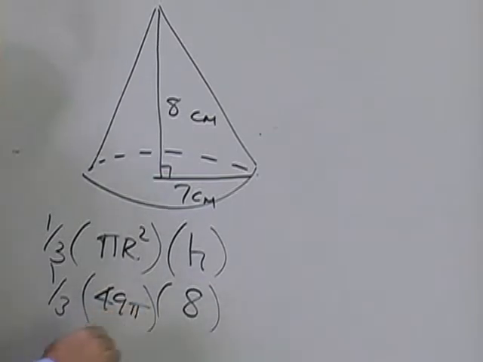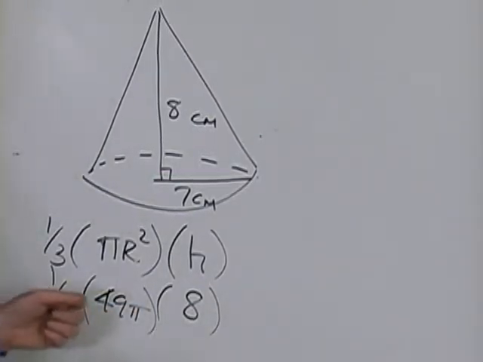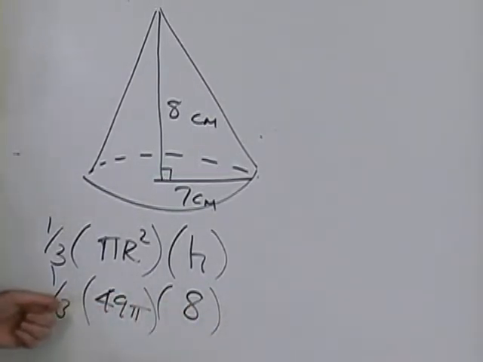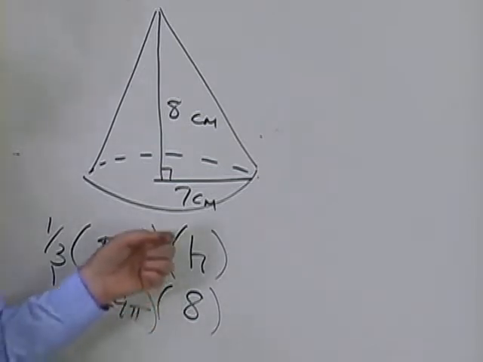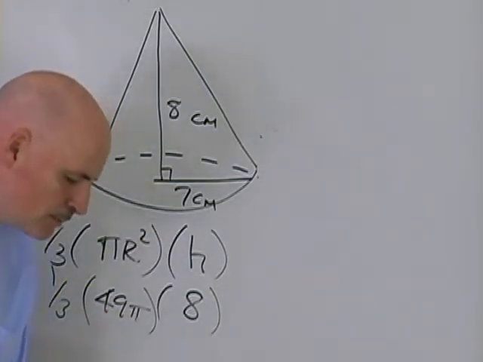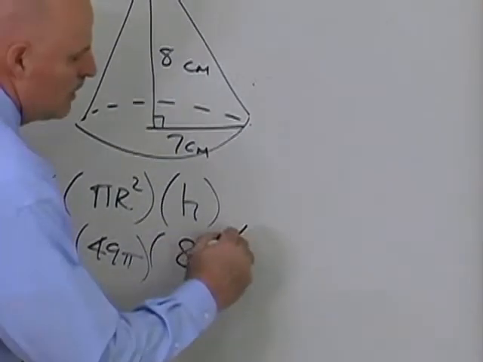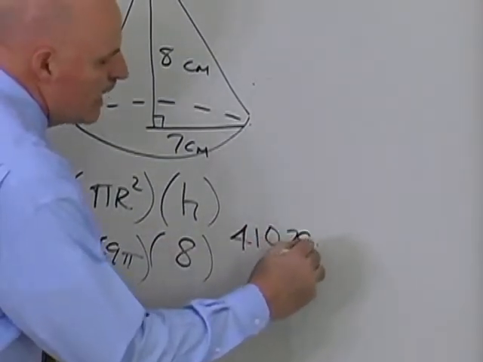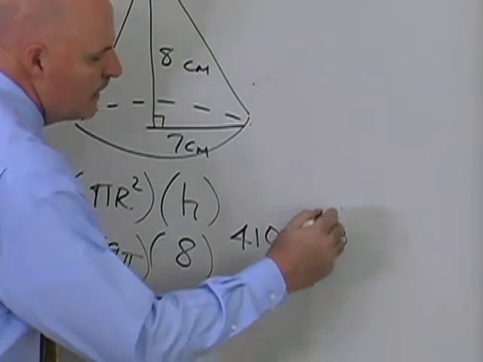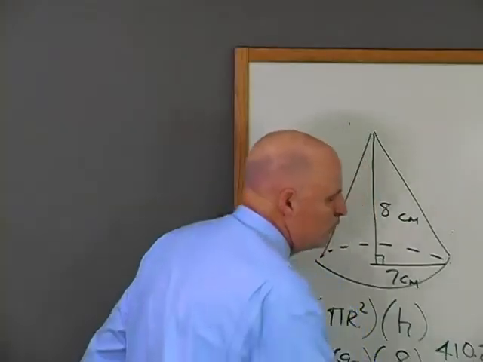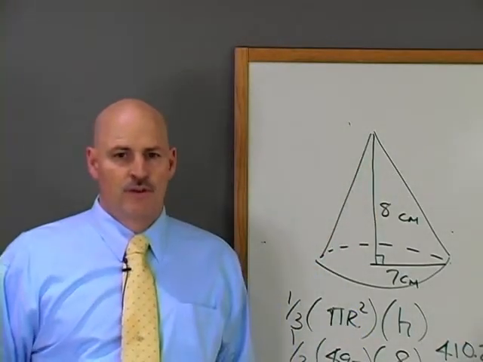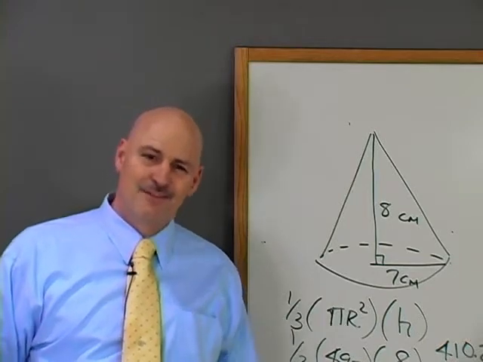I can't do that one in my head, but that would be 8 times 49 times 1/3 times 3.14, and your answer is approximately 410.29 cubic centimeters. Centimeters cubed. Aren't you glad we have the book? I don't have to do that in my head.